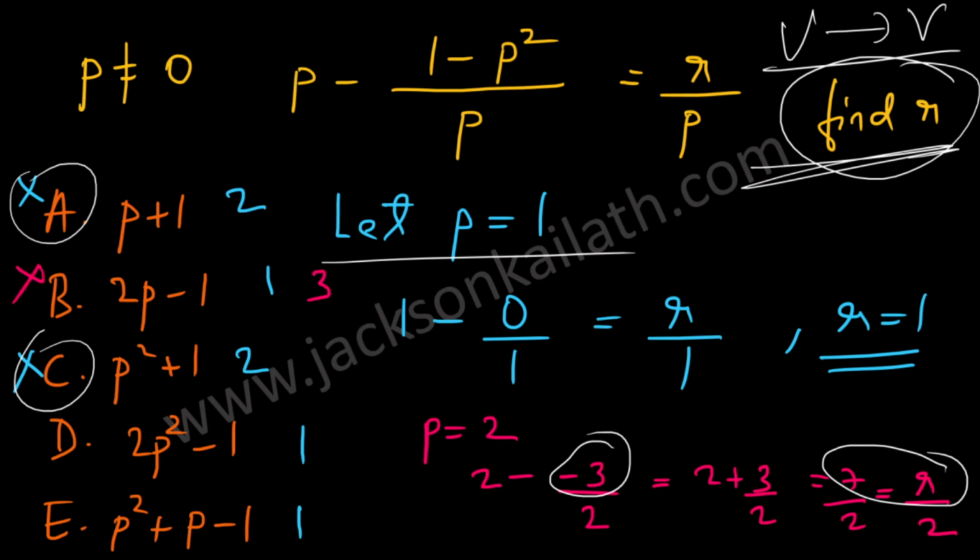Now let's look at the options. 2p minus 1 gives 4 minus 1, which is 3. So that's not equal to 7. So we are able to eliminate option B. Now what about option D? 2 into p square, which is 4. 4 into 2 is 8. 8 minus 1 is 7. So let's hold D. What about option E? P square is 2 square, which is 4. P is 2. So 4 plus 2 minus 1, which is 5, right? So we are able to eliminate option E also. And we are just left with option D, which is the correct answer to this question.